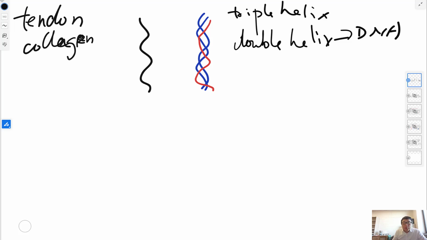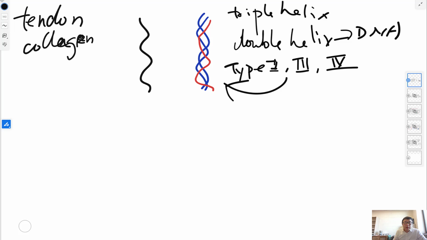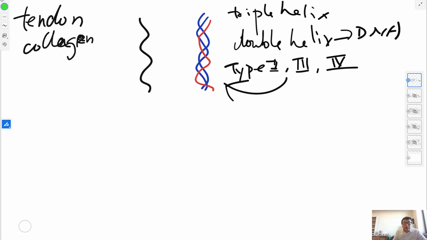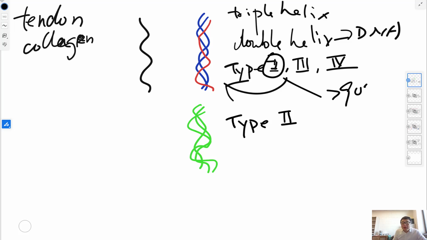For example, type 1, 2, 1, 3, and so far as I know, 1, 3, 4 all follow this pattern. Two identical, one different. And this is type 2. Type 2 has only one type of chain, and they are all identical. And type 1 is the most common. More than 90% of the collagen in our body is made of type 1.